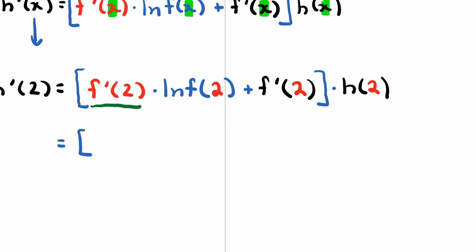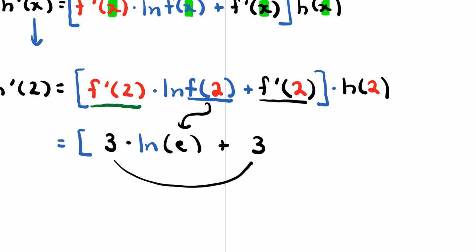So this will be 3 times, now what's f of 2 here? f of 2 is going to be e, so this is going to be times ln of e. So f of 2 is going to be e, right? And then plus f prime of 2, well, we know f prime of 2 is going to be 3. It's the same thing as that, right? And then I need to multiply all that by h of 2.